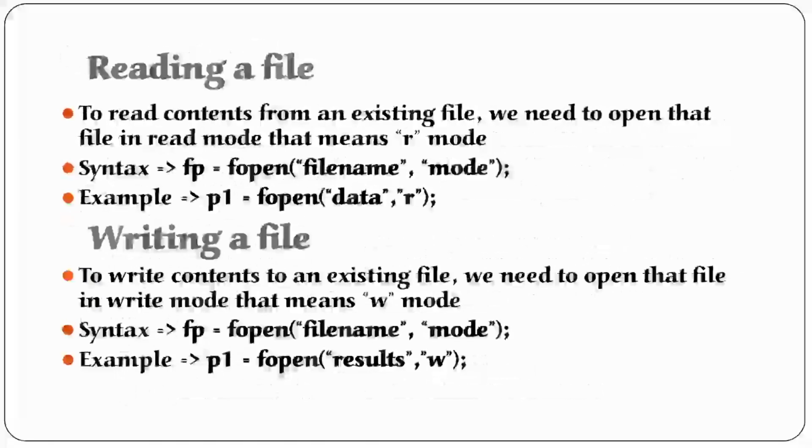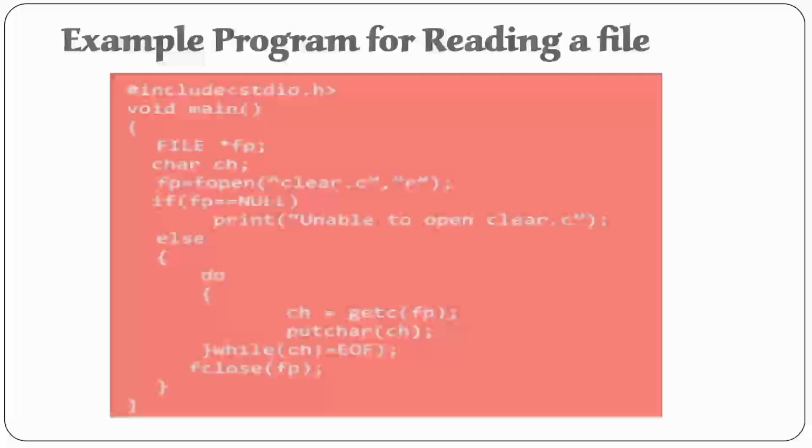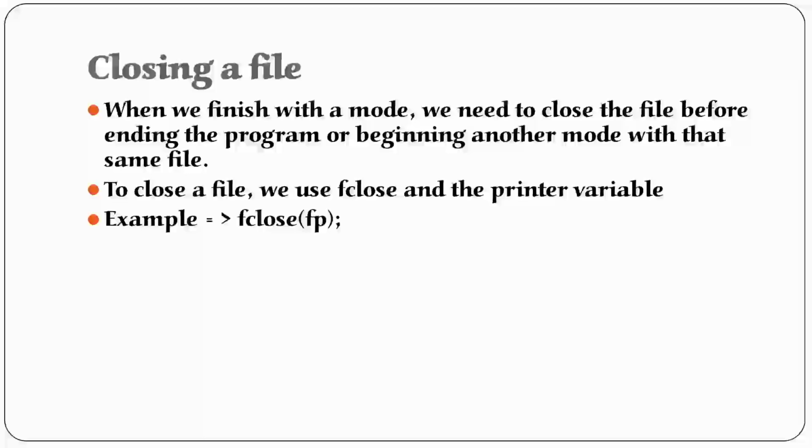Then writing a file. To write content to an existing file, we need to open that file in write mode. That means W mode. In write operation, we can modify or update anything in the existing file. This is the syntax and example for write operation. This is the example program for reading a file.